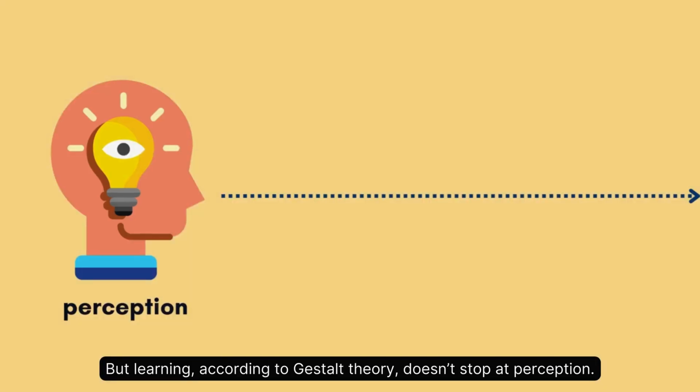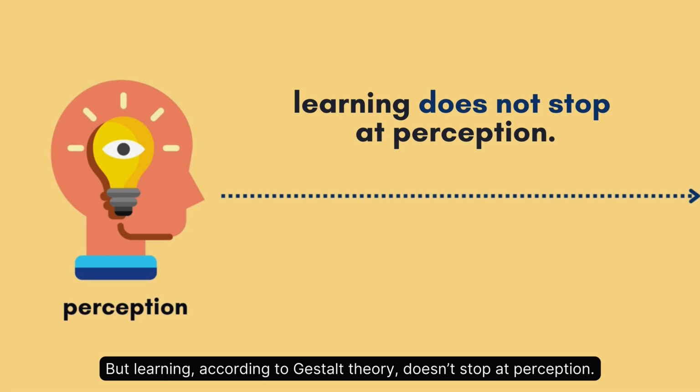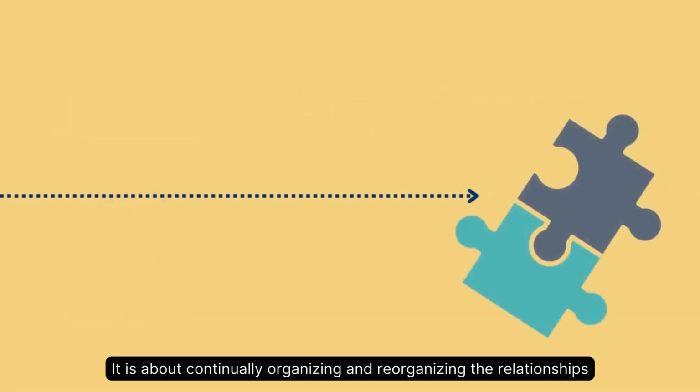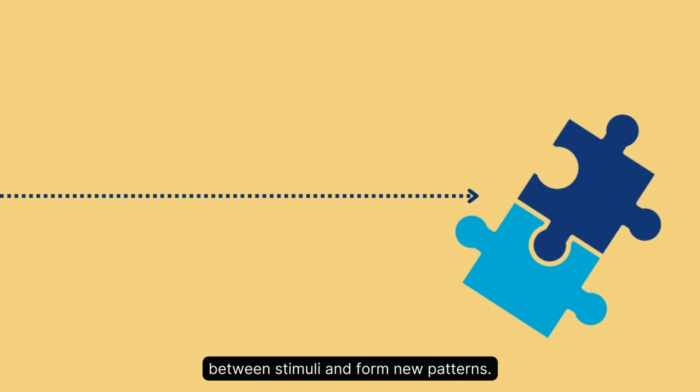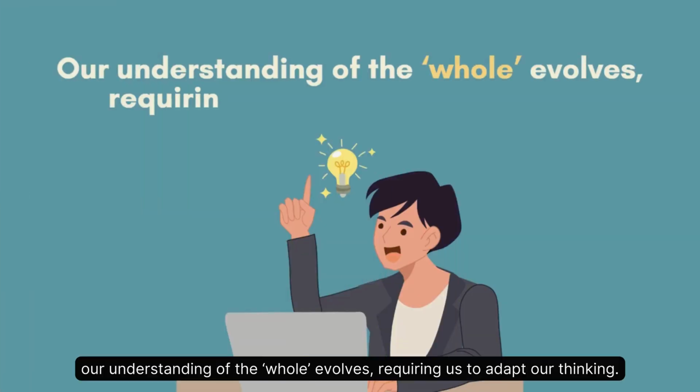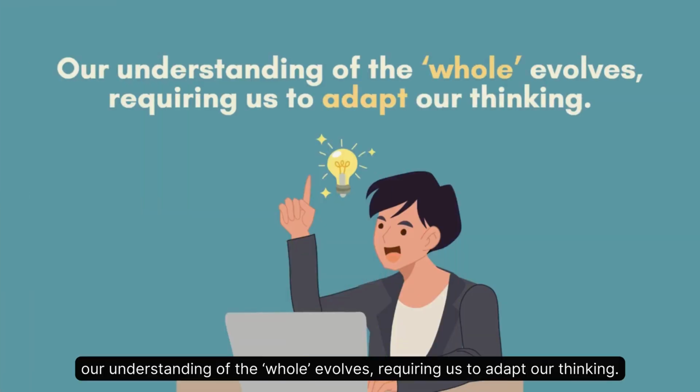But learning, according to Gestalt theory, does not stop at perception. It is about continually organizing and reorganizing the relationships between stimuli and form new patterns. In a changing environment, our understanding of the whole evolves, requiring us to adapt our thinking.